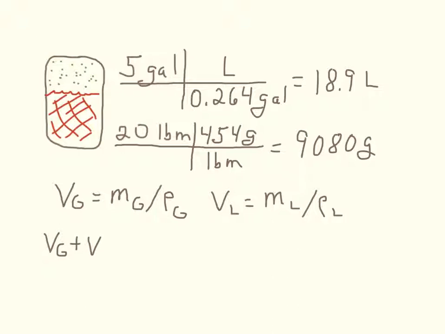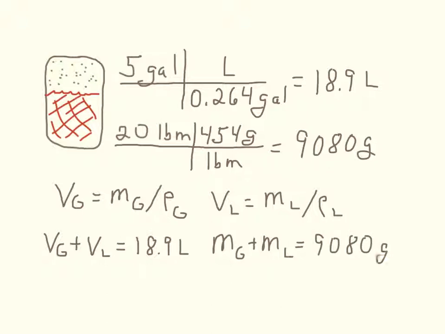We also know that the volumes must add up to 18.9 liters, and so we can say that Vg plus VL equals 18.9 liters. And the masses must add up to 9,080 grams, and so we have Mg plus Ml is equal to 9,080 grams. This is 4 equations with 4 unknowns because we can calculate the densities of the liquid and gas. So by solving these 4 equations and 4 unknowns, we'll find out how much mass of gas and liquid there is, and likewise how much volume is occupied by these 2 phases.